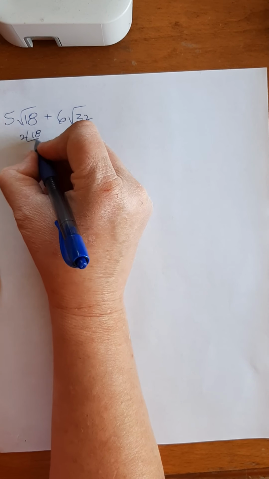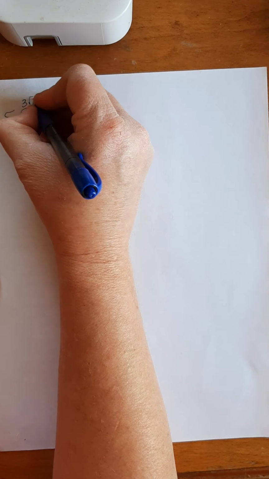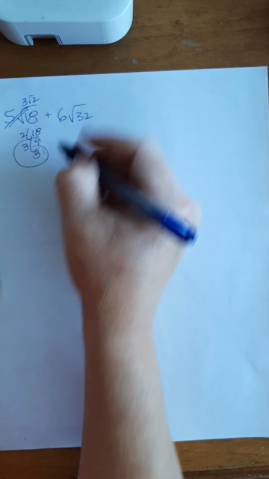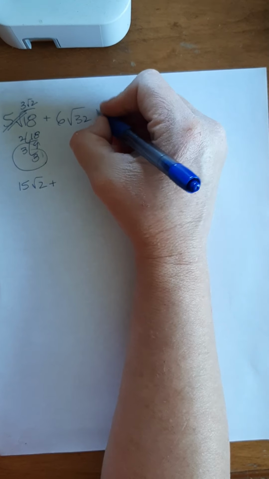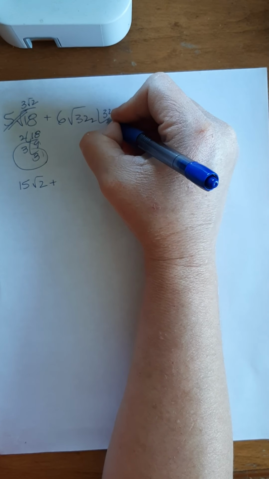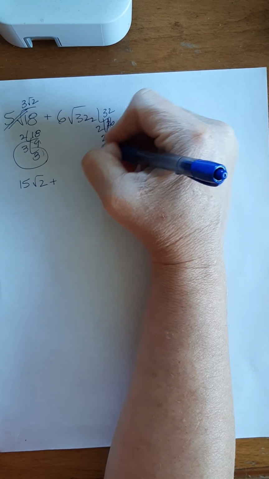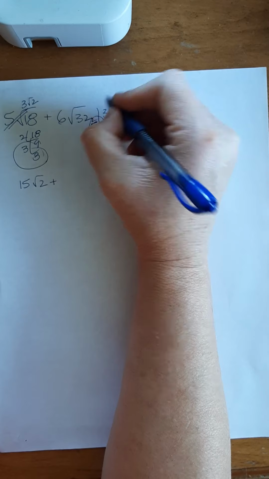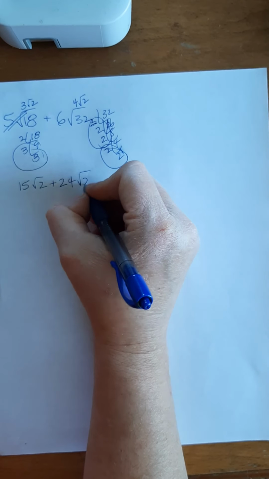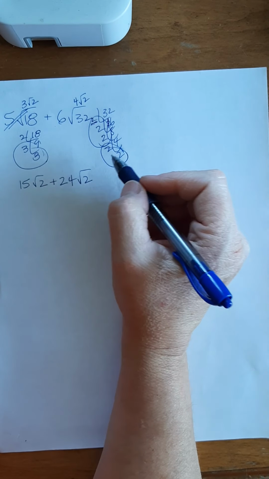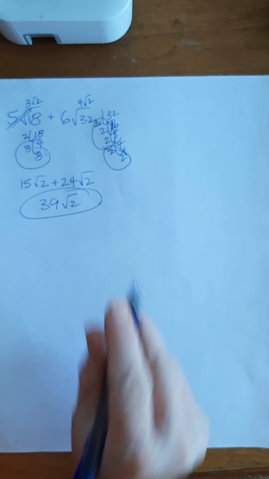So 18. So 3 square root of 2. So notice how that's actually 15 square root of 2. 32. 2 goes in there. 16. 8. So we got 2 pairs of 2's and then 2 left over. So 4 square root of 2. So 24 square root of 2. 39 square root of 2.